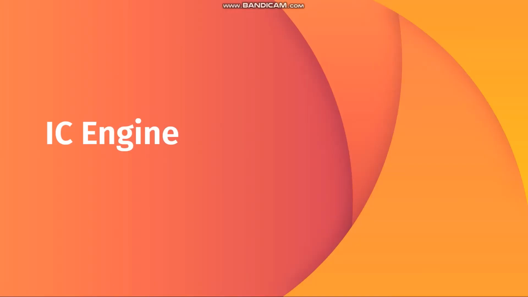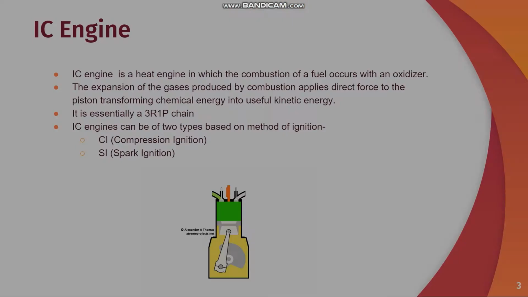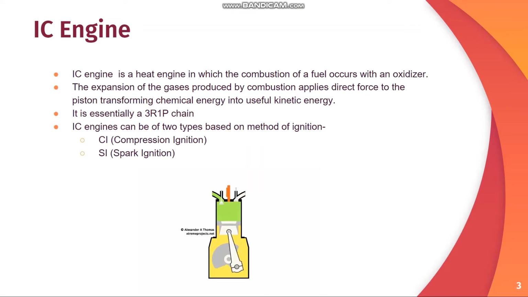Now let us begin with a brief overview of IC engines. An internal combustion engine or IC engine is a heat engine in which combustion of fuel occurs with the help of an oxidizer, usually air, inside a combustion chamber. The air fuel mixture is compressed and then ignited. This leads to high pressure and temperature buildup inside the chamber. The high pressure acts upon the piston and is responsible for generating its motion. The piston is then connected to a crank via a connecting rod.